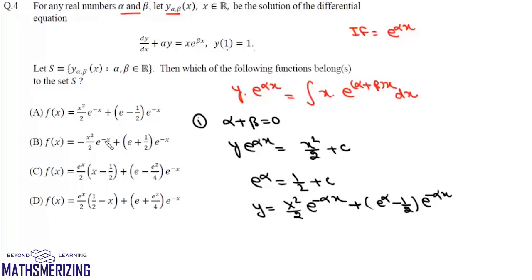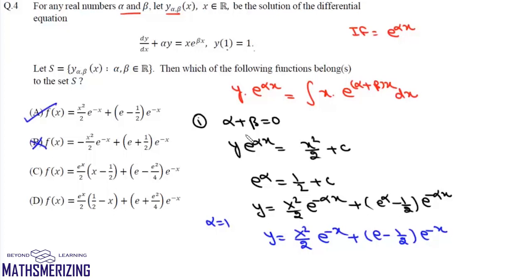Now for this first option, we have to put alpha as 1. Now if we put alpha as 1, then we'll get y equals x square by 2 e to the power minus x plus (e minus 1 by 2) into e to the power minus x, which is your option A. So the correct option is A. That means B is incorrect.